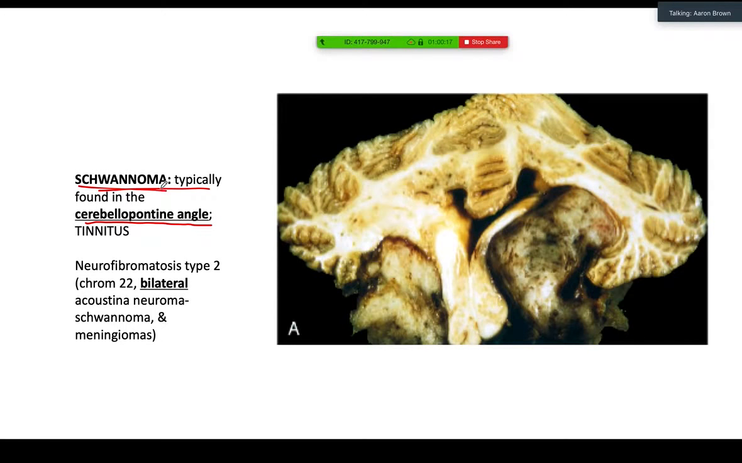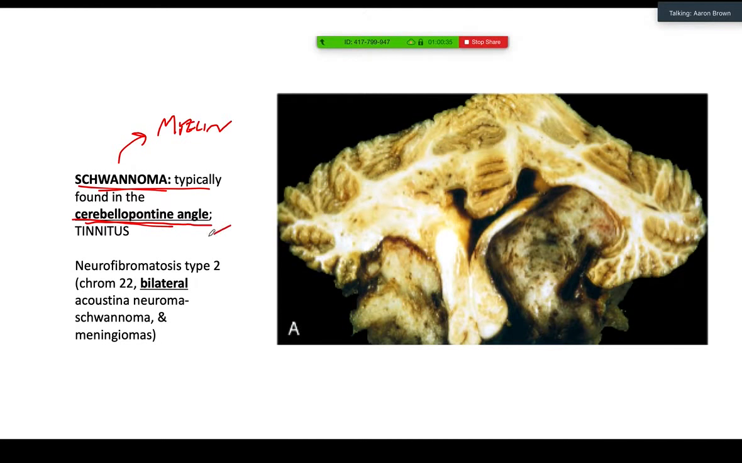Schwann cells contribute to what? Myelin. Okay, Schwann cells contribute to myelin. And so here we just have sort of an exorbitant growth of that myelin sheath. A lot of times we find it at the cerebellopontine angle. What is at the cerebellopontine angle?